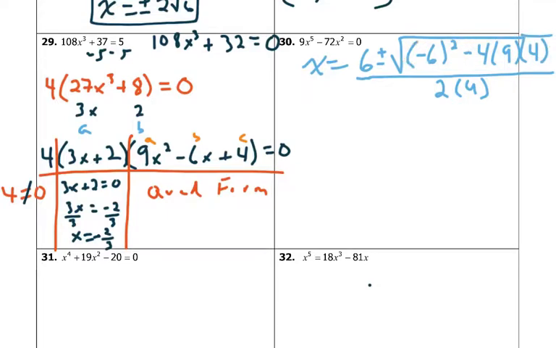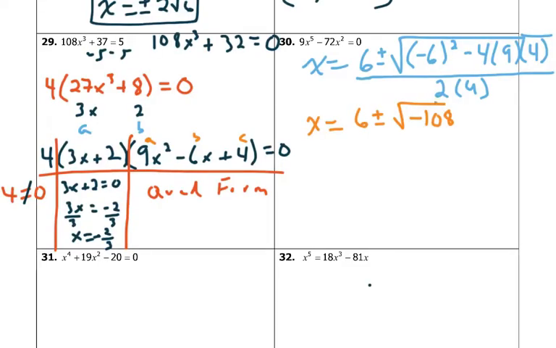Once you do that, you end up getting x equals 6 plus or minus the square root of negative 108. Oh no. Oh yeah. We're back. All over 2 times, this is a 9 right here, right? Which would give us 18.